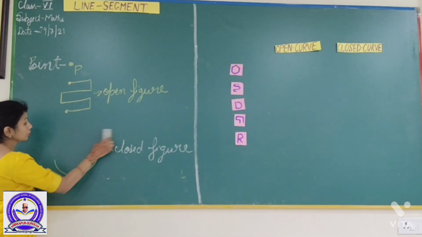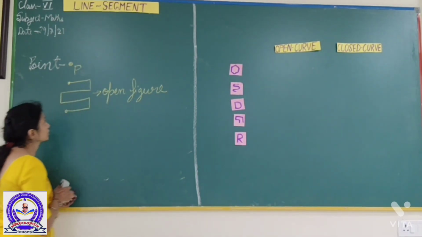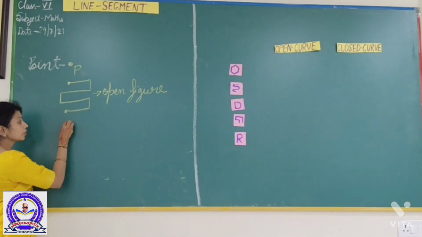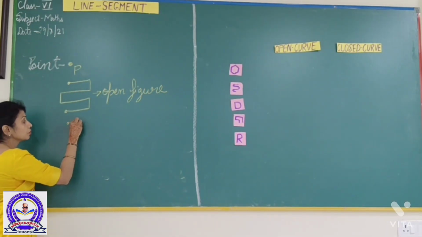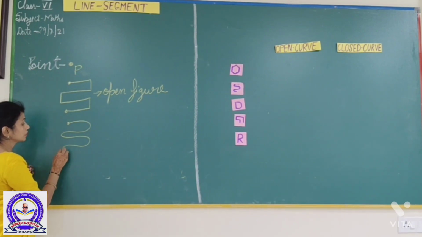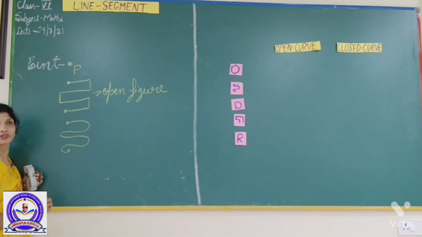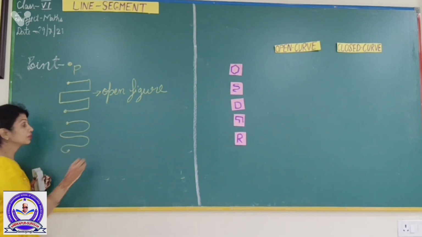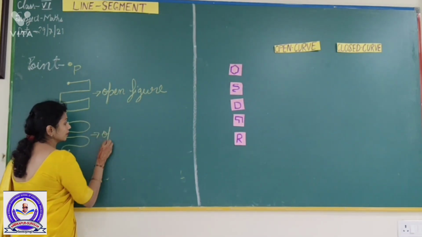Again I am going to give you one more example. See, suppose I started from this point, then I move from here to here to here, and then I come back to this. So what? Very good. It's an open figure.